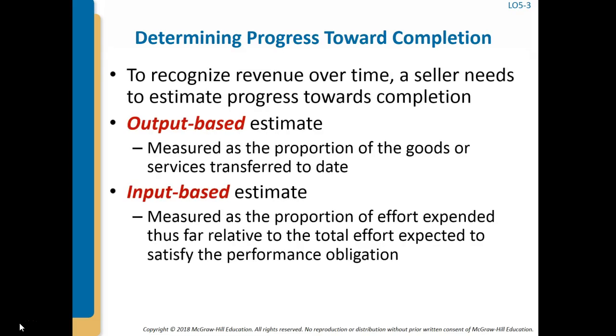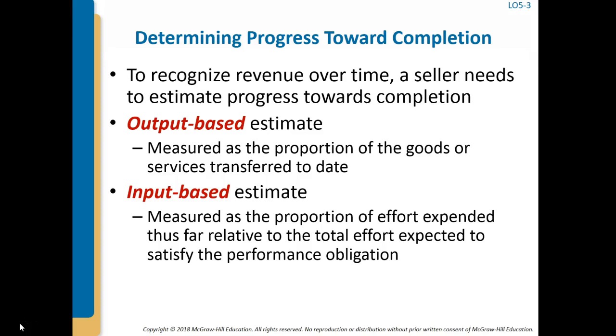When revenue is recognized over time, companies have to estimate progress towards completion of the performance obligation. This estimate can be done based on input or output methods. An output-based method estimate of progress toward completion measures the proportion of the goods and services transferred to date. Examples would include miles of road built, tons of coal delivered, or days of interest incurred.